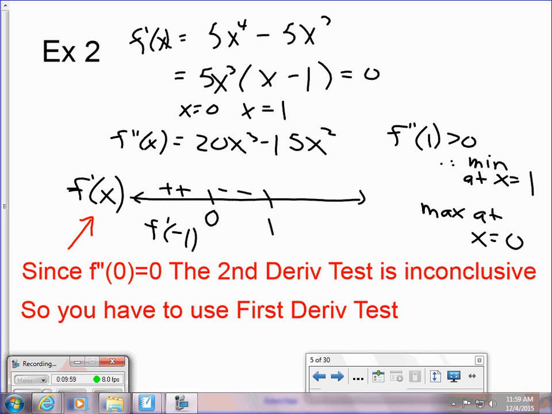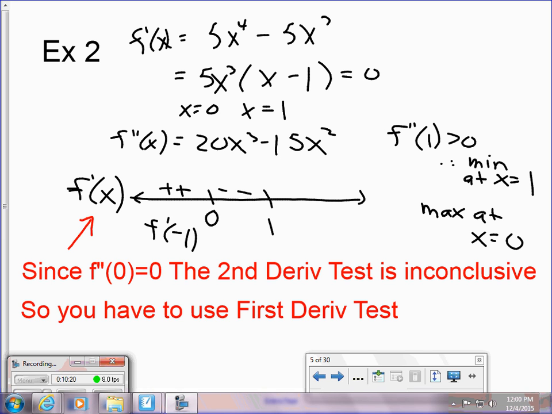You make your first derivative sign chart. Because if you just relied on the second derivative test, you wouldn't know what was going on at 0, because it made the second derivative 0 also. But when you did make your sign chart for the first derivative, you see you have a max at 0. Alrighty?